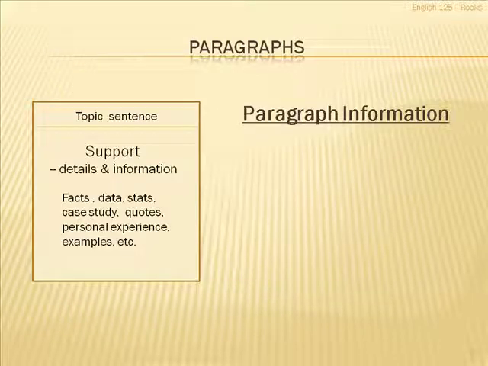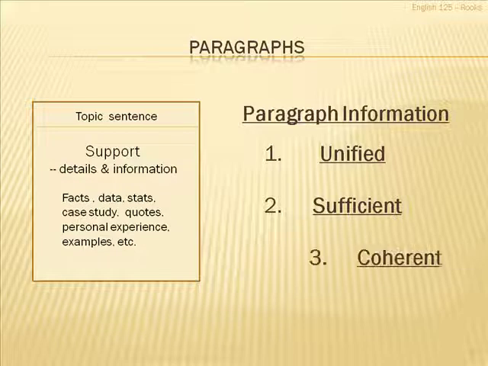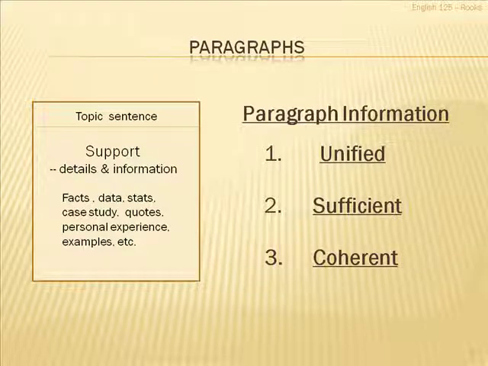Now, there are some specific things, though, that the information in a paragraph must adhere to. First of all, the information in a paragraph must be unified. Secondly, the information in a paragraph must be sufficient. And third, the information in a paragraph needs to be coherent. Now we're going to talk about each one in a little more detail.